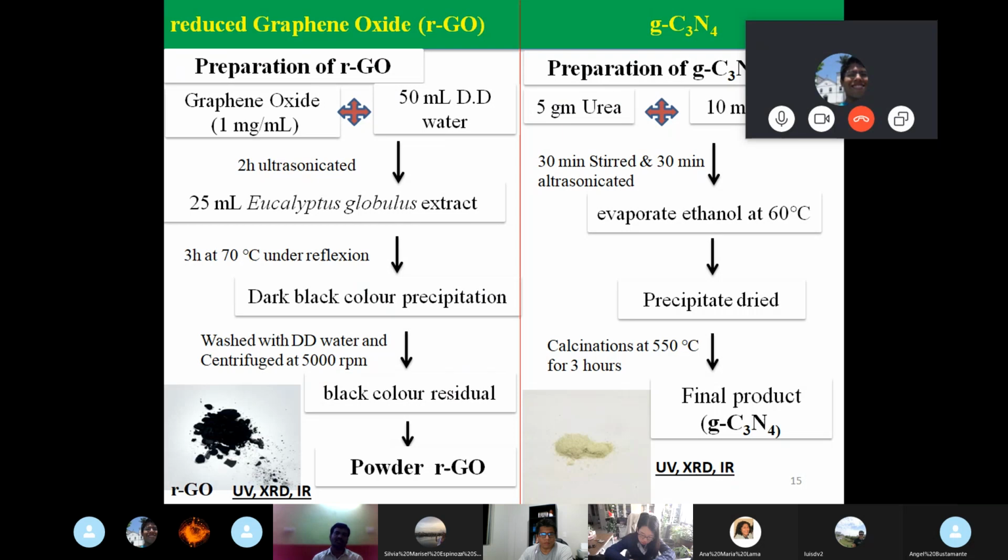This is the protocol for synthesis of reduced graphene oxide and graphitic carbon nitride. In the case of reduced graphene oxide, we reduce it with several steps, and the final product is a very fine powder. We prepare g-C3N4 using urea without any other chemicals. Five grams of urea is dissolved in 10 ml of methanol, then stirred, ultrasonicated, and evaporated. We get the precipitate and calcinate it at 550 degrees for 3 hours. So we get the final product.